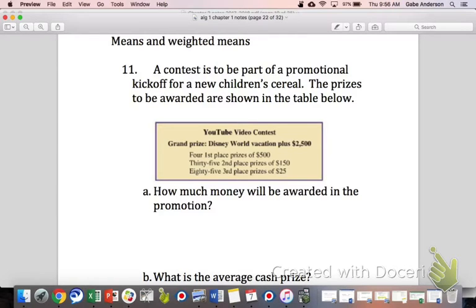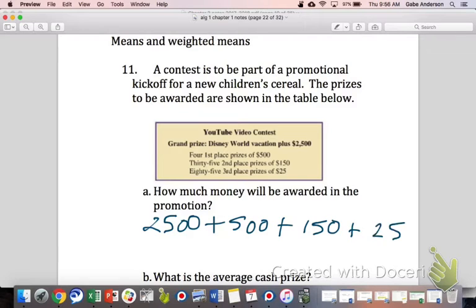So check this out. If I try to answer question A, and I say $2,500, because that's the grand prize, plus $500, plus $150, because that's second place, plus $25, because that's third place, is that going to tell me how much money will be awarded in the promotion? No. Why not? What's wrong with that? Ashlyn?